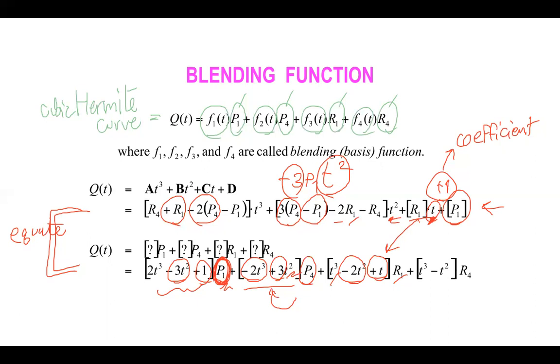And the last one, R4: 1 T raised to the power 3, and then R4 here minus 1 T square. Okay, so you can get these results, which are F1, F2, F3, and F4.